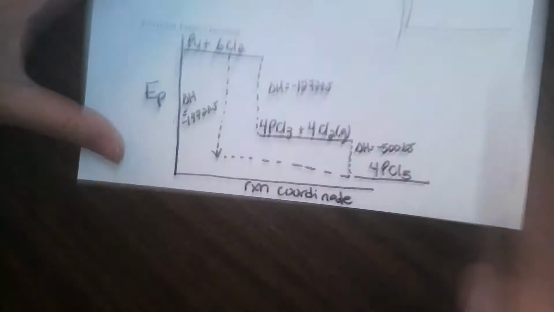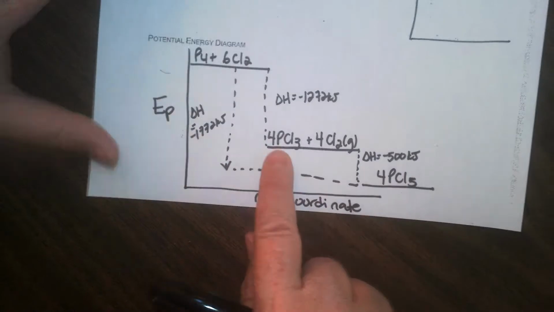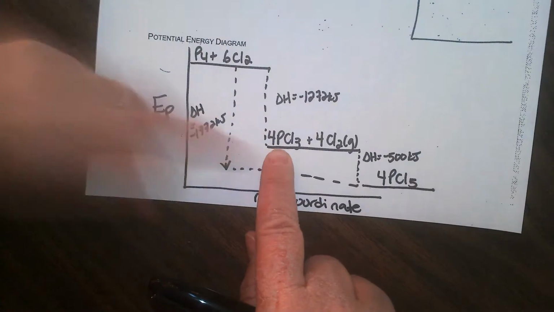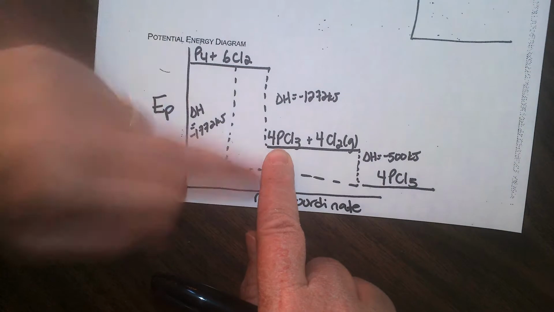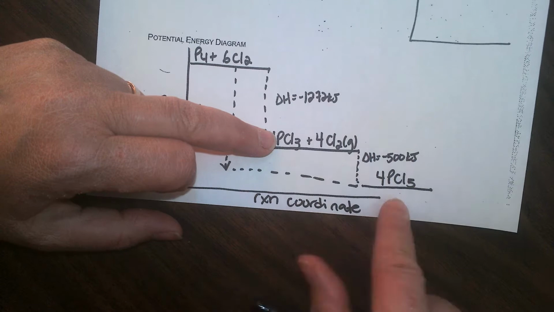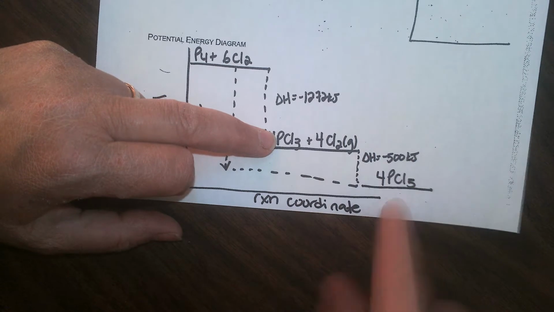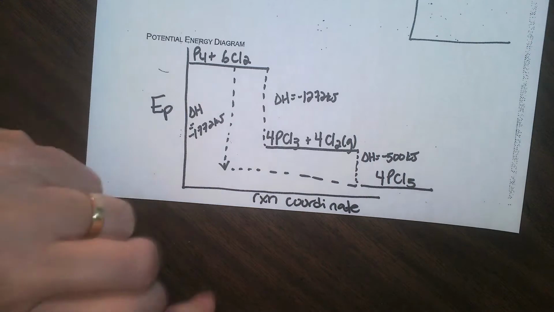So Eric asked the question, does it matter which order you write it in? Yes, because we're getting rid of the PCl3s, we have to do the reaction that gives us the PCl3s first before we can do the next reaction to get us the PCl5s. Okay? Yep, yep.